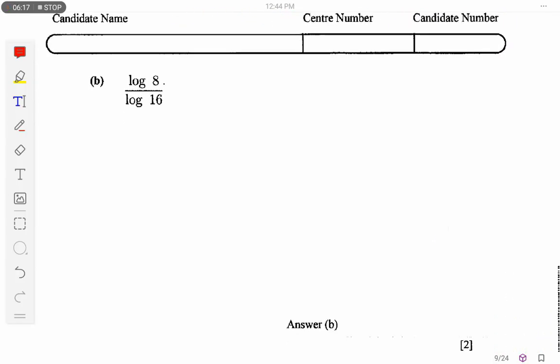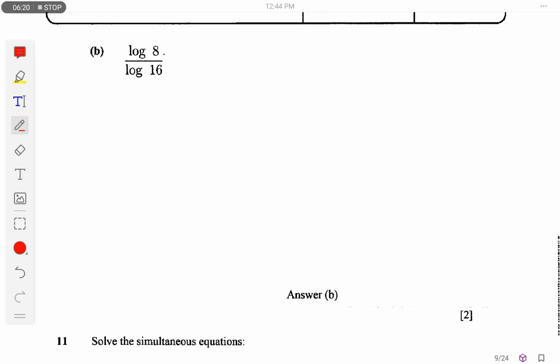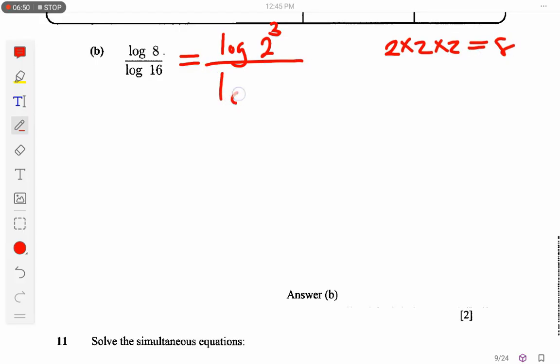Okay, let's move on. Now we've got another log, where they are dividing. I was thinking of subtracting, but it will be a long way. The easiest way is to think of a number that I can use to rewrite 8 and also 16. So this is equal to log of 2 to the power of 3, that's 2 times 2 times 2, I get an 8, over log of 2 to the power of 4, that's 2 times 2 times 2 times 2, I get a 16.